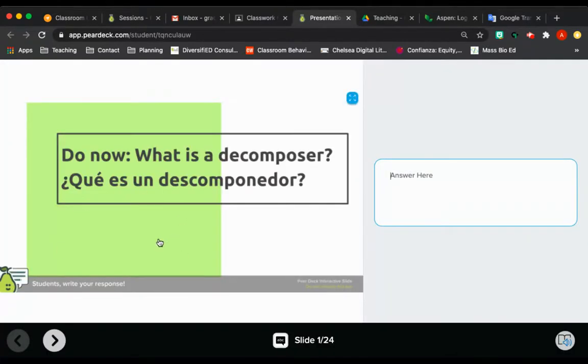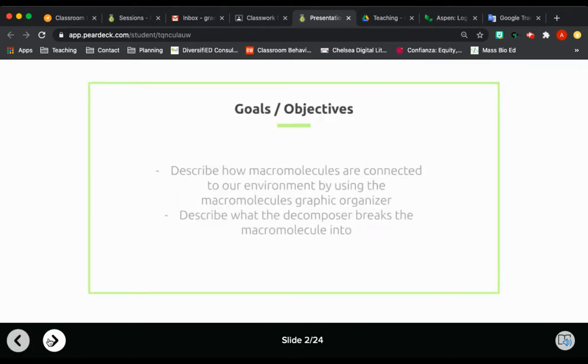So you're going to ask, what is a decomposer? So answer there. Our goals are to describe how macromolecules are connected to our environment and describe what the decomposer breaks the macromolecule into.